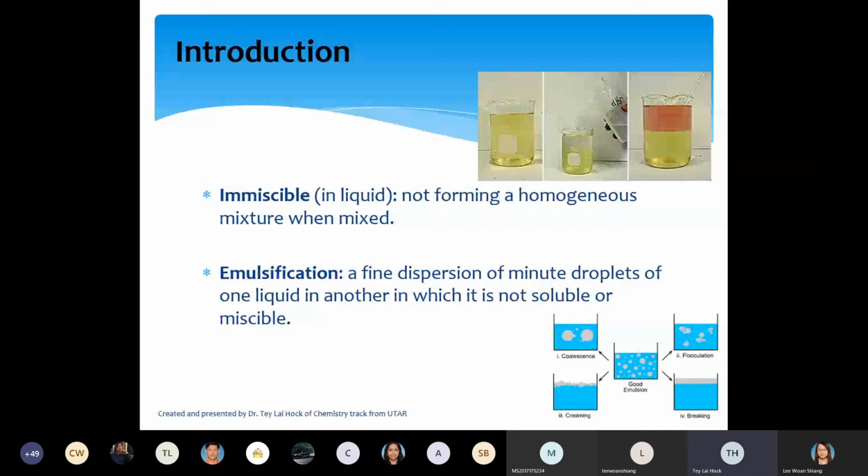Emulsification is a bit different from immiscible. It is a minute droplet of one liquid in another, which is not soluble or miscible. With emulsification, we try to bind it with the oil so that it can hold together with the water. So it is like creating a temporary mixture between these two.